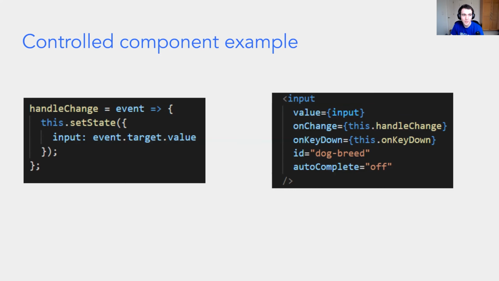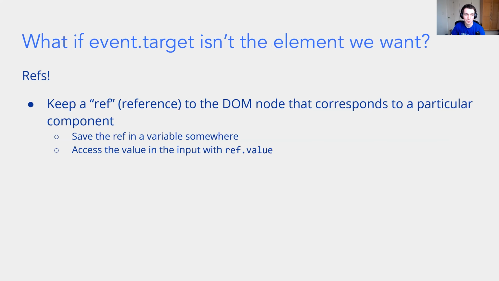Cool. The other way you can do it is through something called refs. I'm not going to really talk about these because they're a little bit confusing, but just in case some of you are more interested in even more advanced React stuff, there's something called a ref that keeps a reference to the DOM node, the HTML node that corresponds to a particular component. You can save that ref and you can access it later in ref.value.